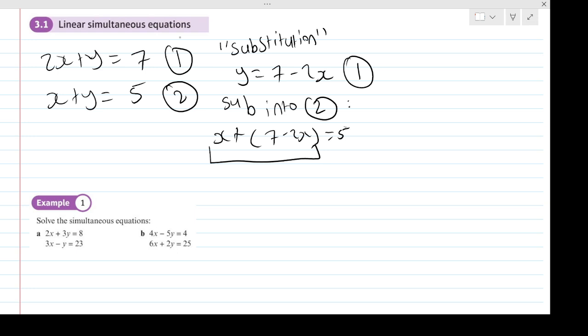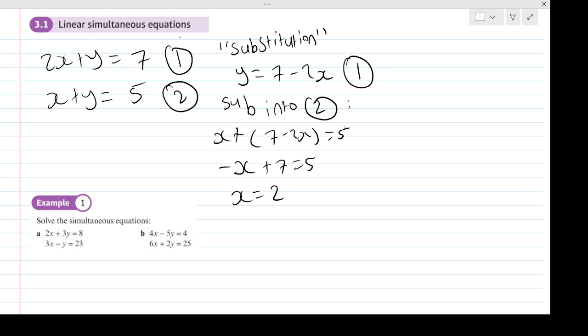It's a simple equation. If you simplify this, x - 2x gives -x, and then plus 7 is equal to 5, so x would be 2, right? Cool.